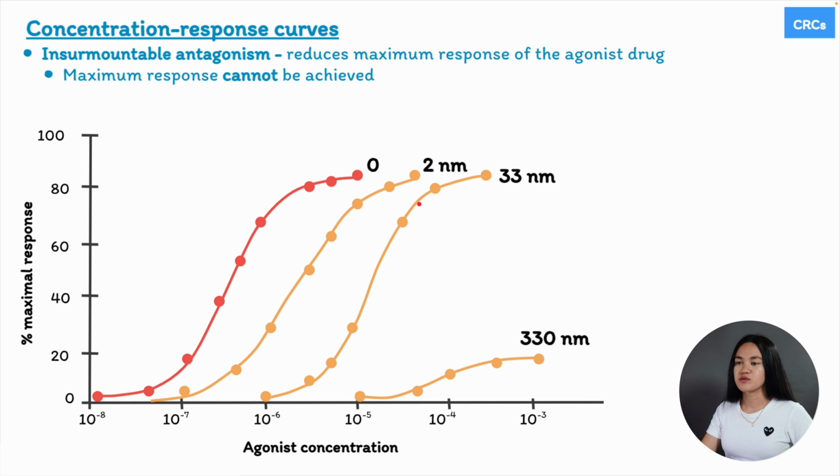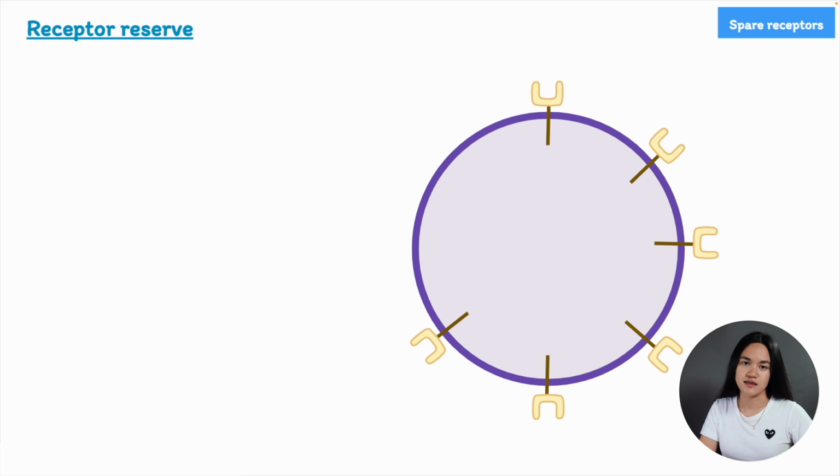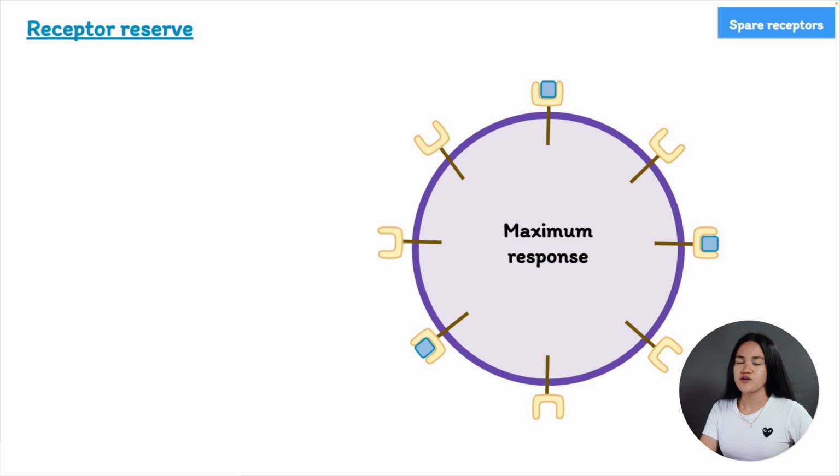The reason insurmountable antagonists can initially resemble competitive antagonists at low concentration is due to the presence of spare receptors or receptor reserves in tissues. These spare receptors allow the agonist to continue binding and eliciting a response even in the presence of low concentrations of the antagonist. However, as the antagonist concentration increases, it eventually overwhelms the spare receptors, leading to a clear and insurmountable antagonistic effect. Okay? Let's go through receptor reserves.